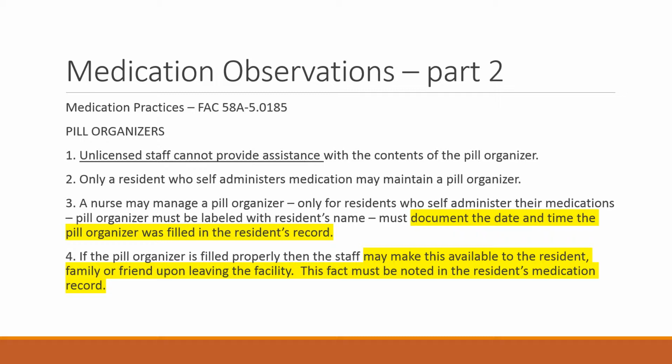So you need to put in a progress note the date and time that the pill organizer was filled into the resident record. If the pill organizer is filled properly, then staff may make this available to the resident's family or friend upon leaving the facility. This fact must be noted in the resident's medication record. So here we see above, you simply need to document in the resident's record, which would be a progress note. And then right below that, if you have made the pill organizer available to the resident, the family or friend upon leaving the facility, you have to document a note in the resident's medication record.